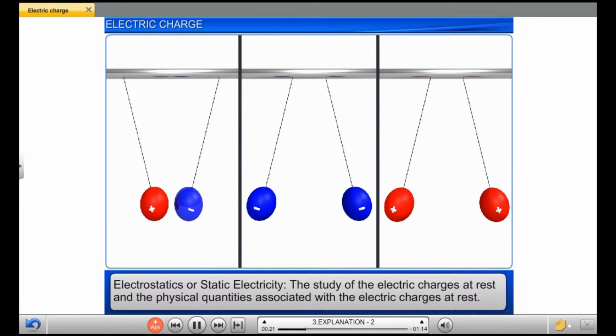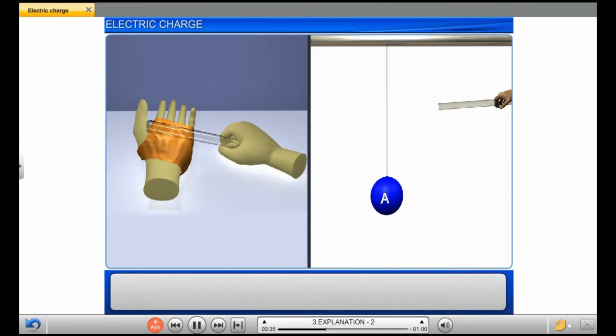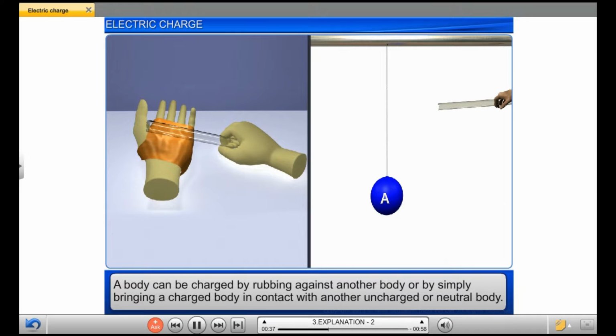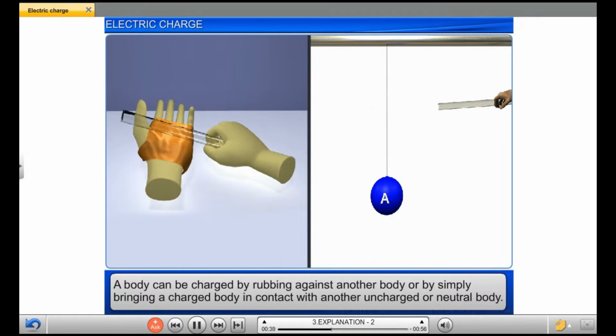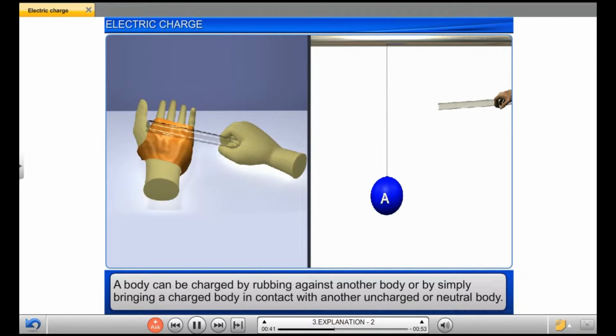The study of electric charges at rest and the physical quantities associated with electric charges at rest is called electrostatics or static electricity. These experiments prove that a body can be charged by rubbing against another body or by simply bringing a charged body in contact with another uncharged or neutral body.